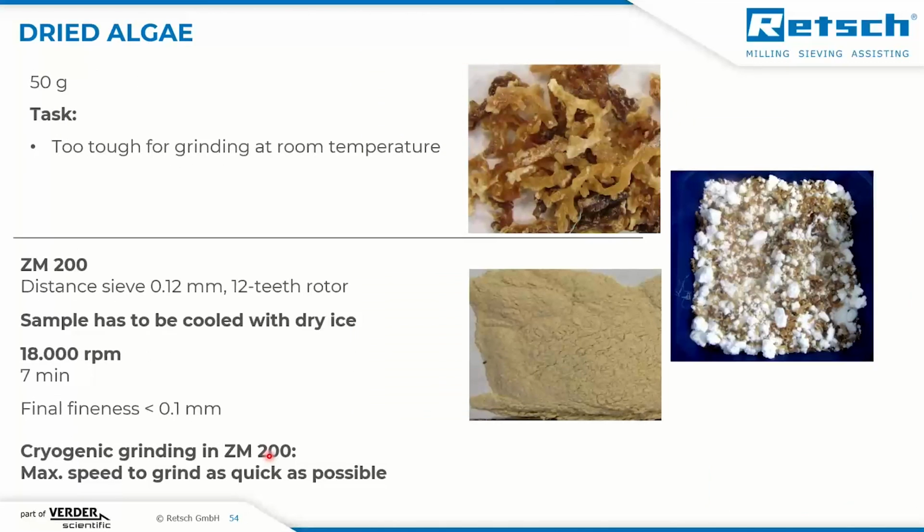Here we like to mix the sample with dry ice, as for the GM. For example, this dried algae, and then we can go for cryogenic grinding. The sample is cooled during the grinding process, thanks to the dry ice. We use maximum speed to have it quickly ground in the grinding chamber and to have it ground for as little time as possible to avoid any warming.